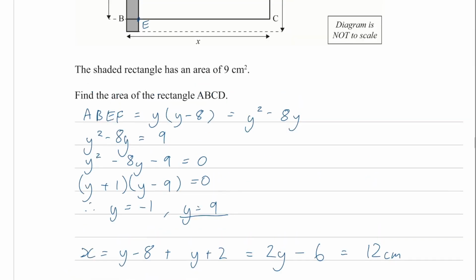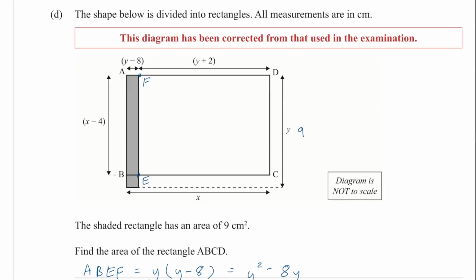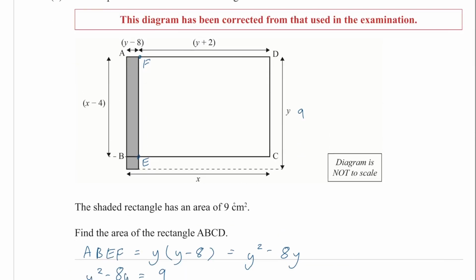So to recap this one, we used this information about the small rectangle being 9 centimeters squared to solve for the unknown variable y. Right, so we found an expression for area in terms of y, equated that to 9, solved for y, and then we related y to x to solve for x, so that we could then get the sides of the rectangle, so that we could then get the area.